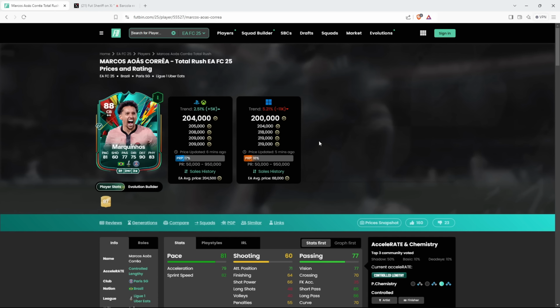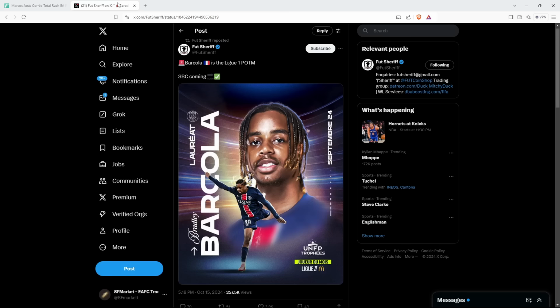So that is a few investments. Dembele, I think, is good after Division Rivals. Marquinhos, he does go out of packs on Friday, which I do think has potential unless we do see a centre-back SBC. This card should continue to rise. So that is two investments I do think with the Barcola SBC you should be looking at: Dembele and Marquinhos.